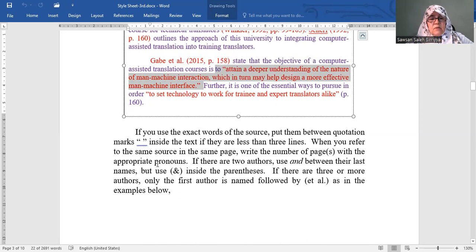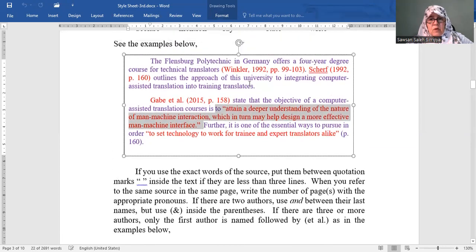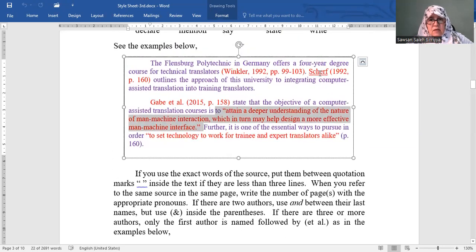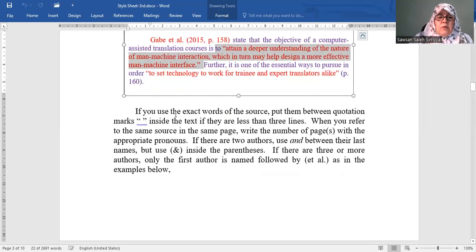When you refer to the same source in the same page, write the number of page or pages with the appropriate pronouns. Yani, for example, if I'm talking about this, I can say they. If I'm talking about Scherf, I can say he. If it is Mona Baker, I say she. You see here, it's only the page number, but with the appropriate pronouns.